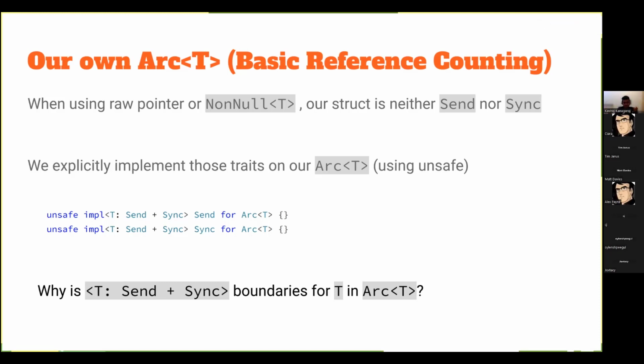And why Sync? Because we also give out the shared reference of T, since we implement the Deref trait. So at any point in time, there can be multiple threads having shared access to this underlying type T. So that's why we need both the Send and Sync bounds for this type T, whatever you put in Arc.